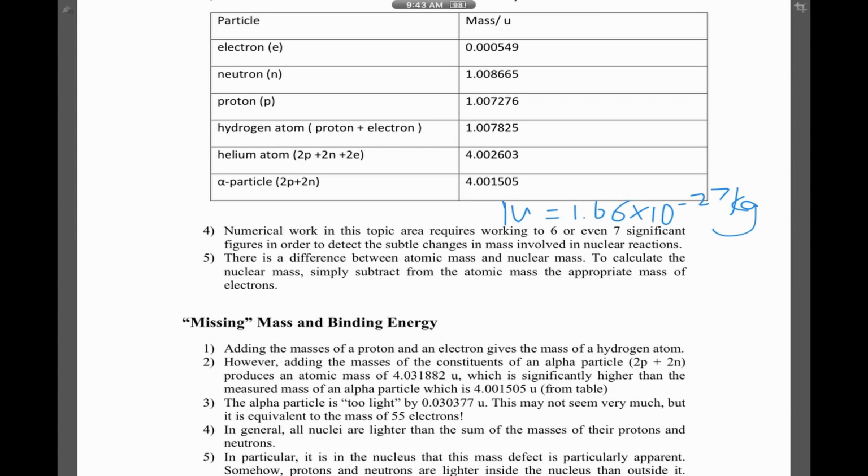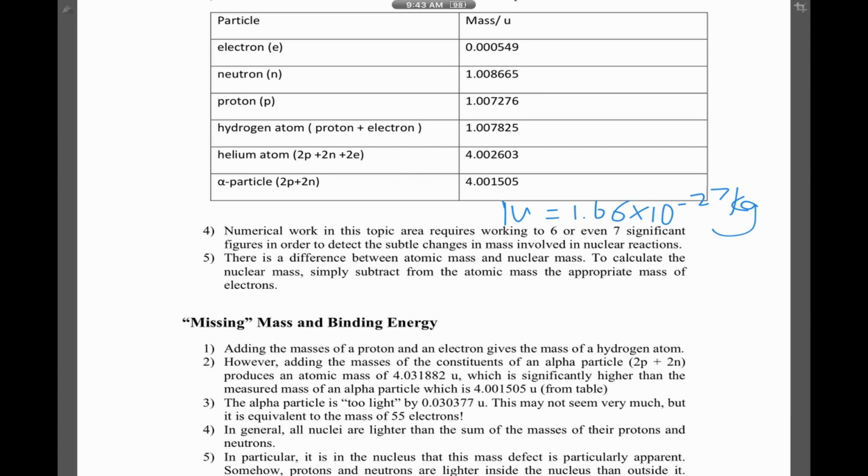So all these masses that are given in this table are all in terms of U. Okay, so if they give you the mass in terms of U, you just have to know how to convert to kg. So you just multiply by this. But if you want to change from kg to U, then you divide by this. Okay, this is a unified atomic mass unit.